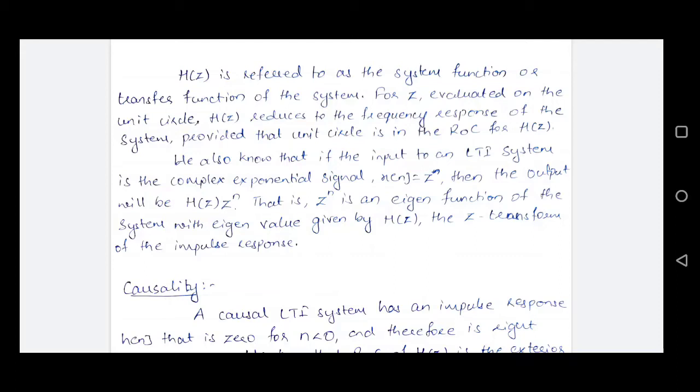And we also know that if the input to a linear time invariant system is a complex exponential signal defined as z to the power n, then the output from the linear time invariant system will be H of z times z to the power n. Therefore, z to the power n is an eigenfunction and H of z is the eigenvalue of the linear time invariant system. So with this knowledge, we'll try to study causality and stability with respect to the Z transform.